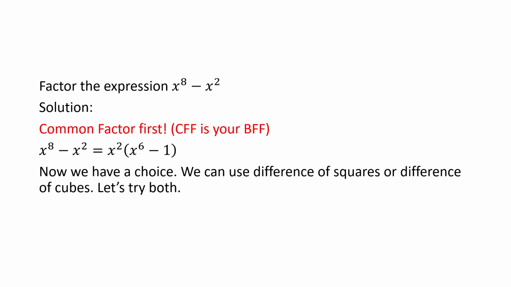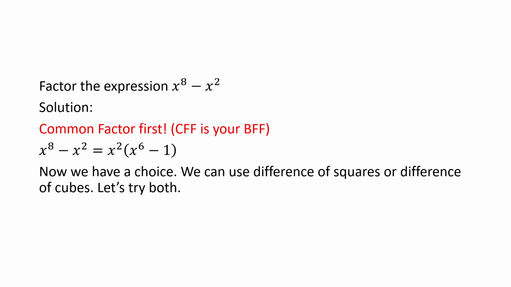Now at this point, we recognize that's both a difference of cubes and a difference of squares. Now, why is it a difference of cubes? Because x to the 6 is x squared quantity cubed, and 1 is 1 quantity cubed. It's a difference of cubes. It's also a difference of squares, because x to the 6 is x cubed quantity squared, and 1 is 1 quantity squared.